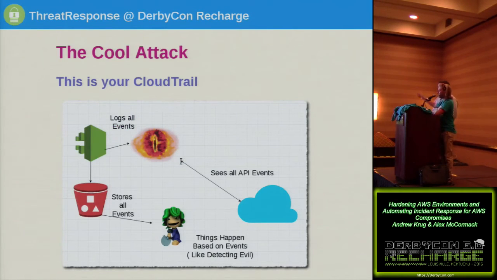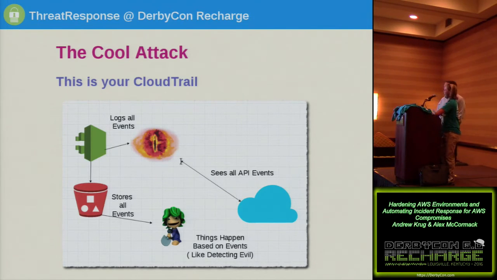So this is your CloudTrail. Like if you think of CloudTrail as the all-seeing eye of Sauron, right? That looks like a peach. Like. You can tell he's from Georgia. He's also never seen The Lord of the Rings.